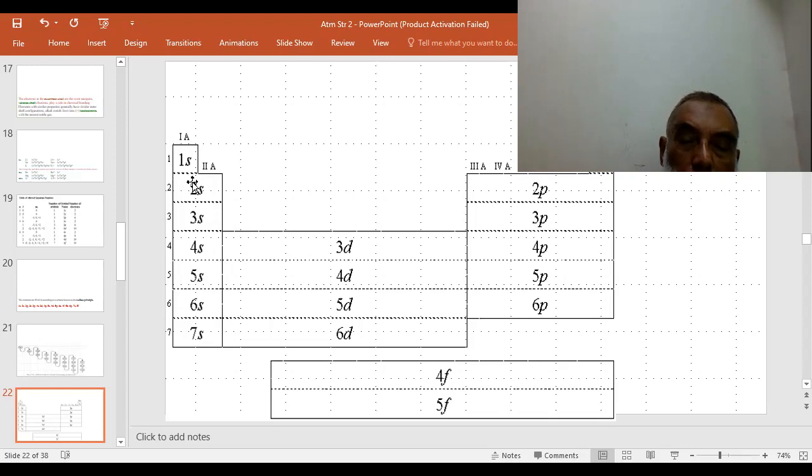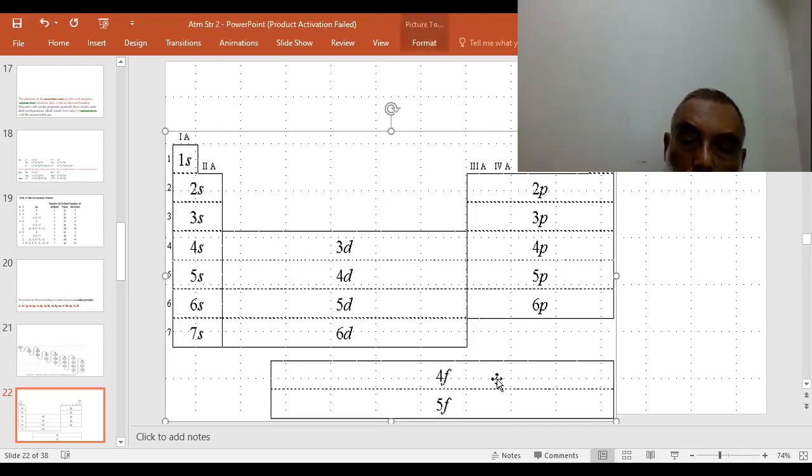Elements in this region are known as s block elements. Elements in this region are known as p block elements. Elements in this region are known as d block elements. And the elements in this region are known as rare earths. The first series is known as lanthanides, and the second series is known as actinides.